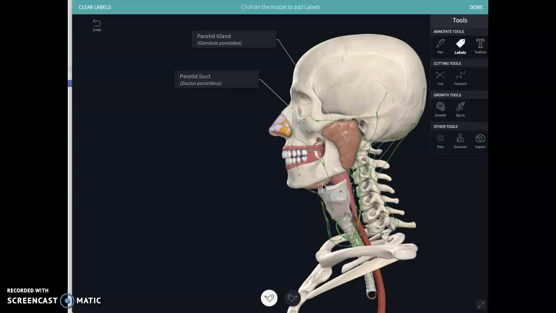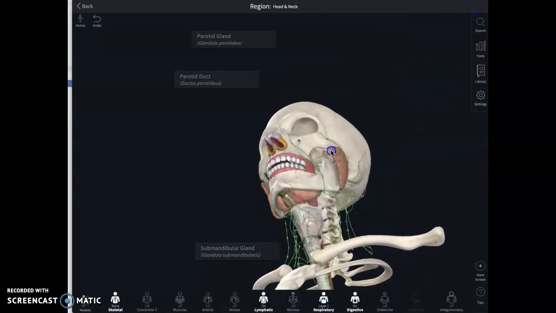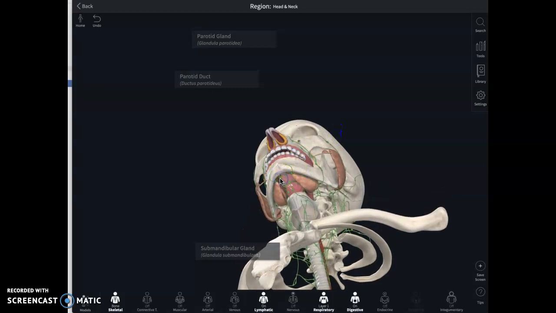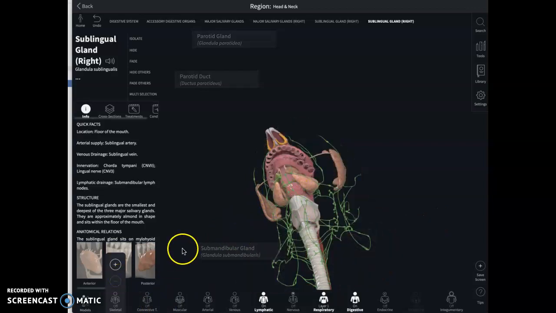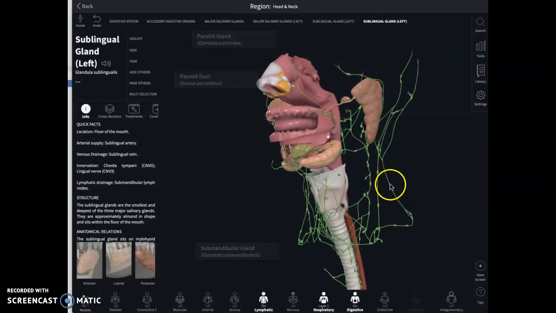Now down here is the submandibular gland. And that's under the mandible. It's a very well-named gland. Now the third salivary gland is hidden. So we actually have to tilt it, and it's hiding way in here. So if I actually remove the skeleton, we can see the third one. There is the sublingual gland. And that is the third salivary gland.